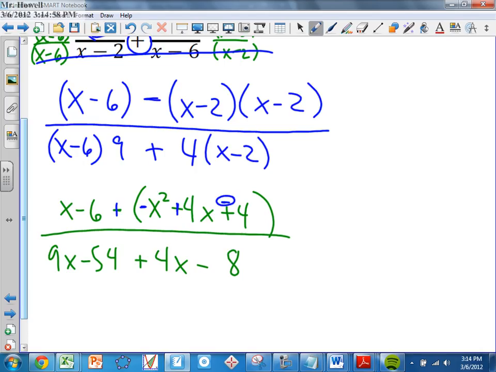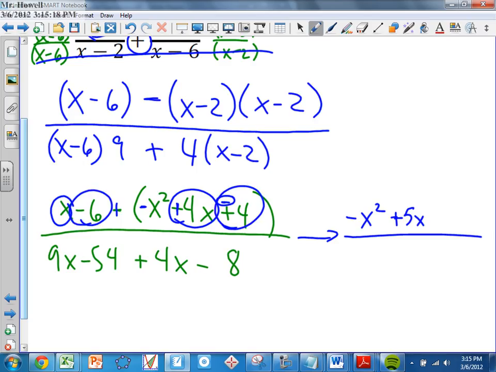Let's combine like terms. I've got a negative x squared up top. Now notice like terms: this is a positive 1x, this is a positive 4x, giving me a positive 5x. In the last part, I've got a negative 6 and a negative 4, yielding negative 10. Again, I'm combining like terms. In the bottom, I've got 13x minus 62.